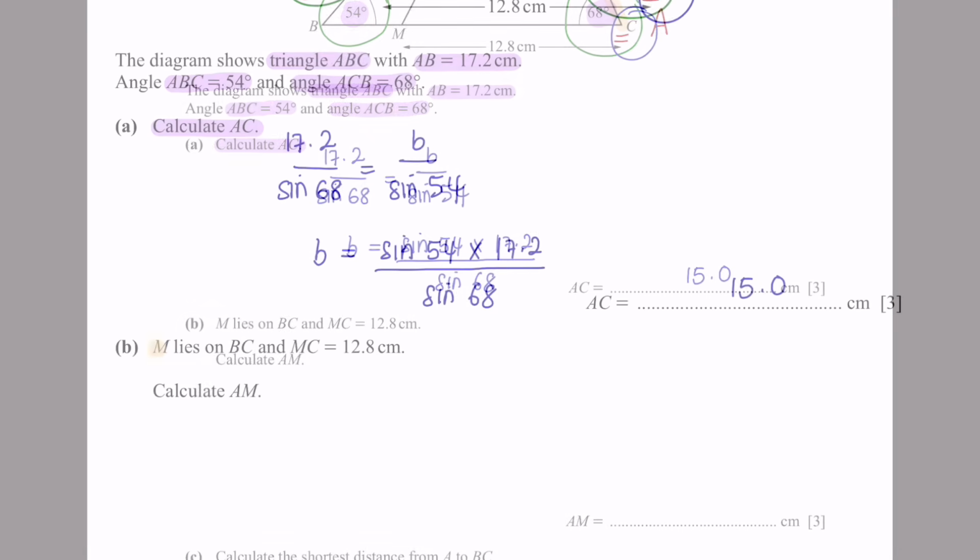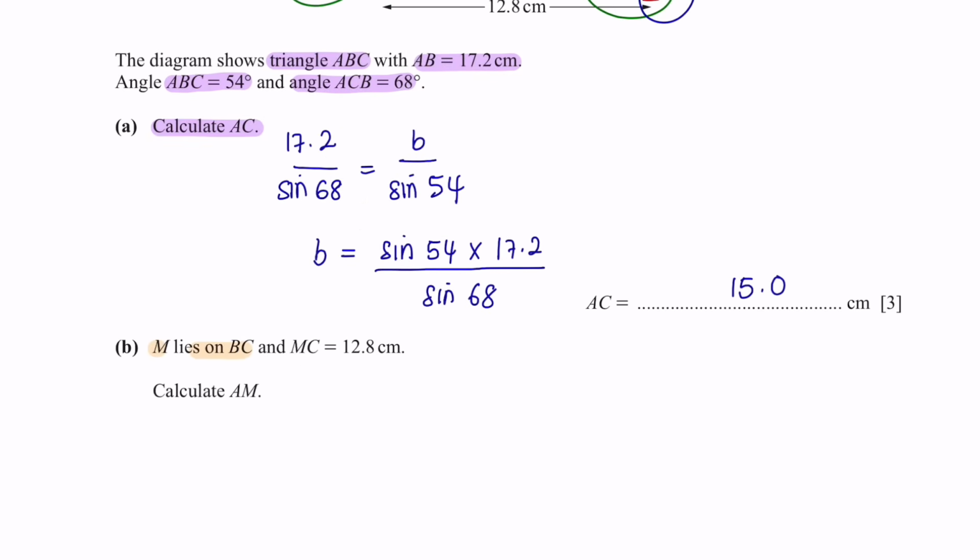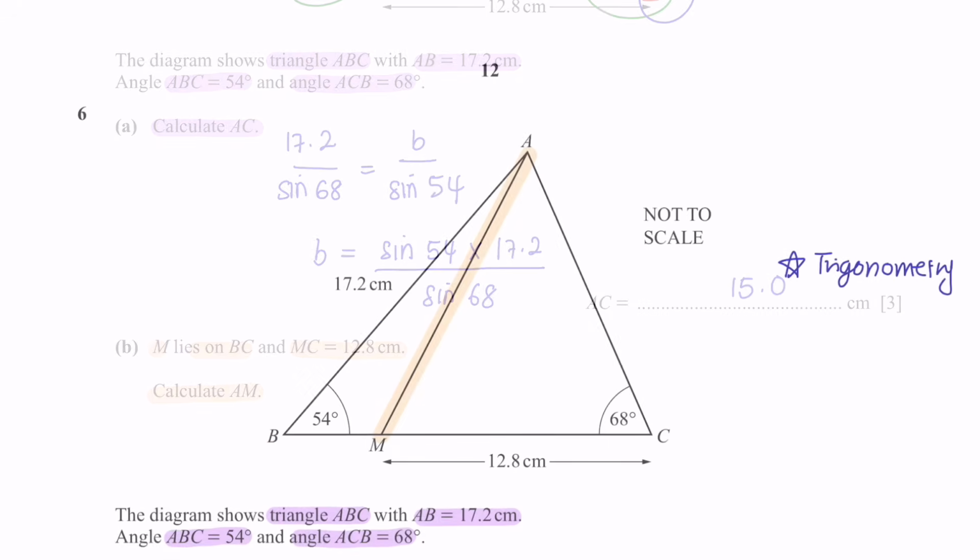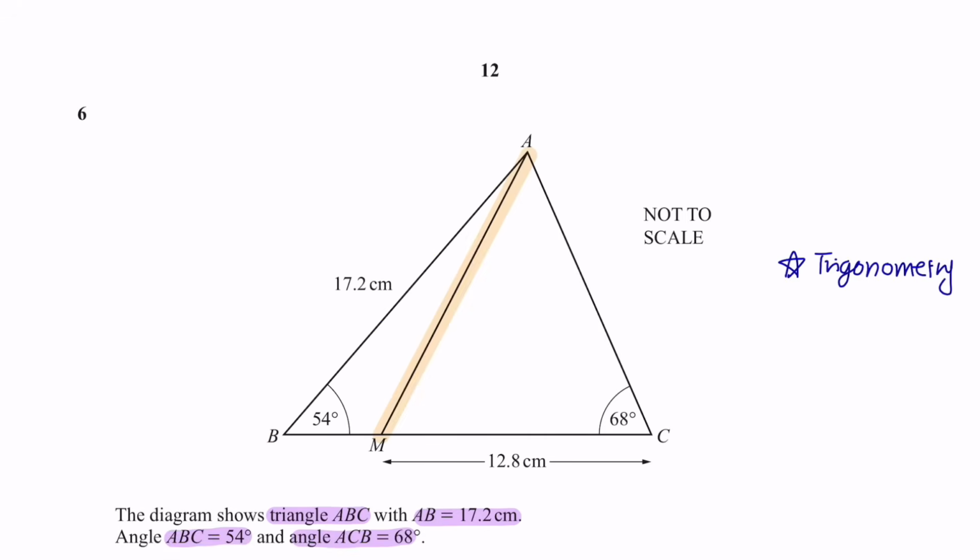Next, question B. Point M lies on BC and MC is equal to 12.8 centimeters. Calculate the length of AM. So we're looking to find AM. You can either solve this by using this triangle as a reference or using this triangle as a reference. It's better to use this triangle as a reference because we have more information.